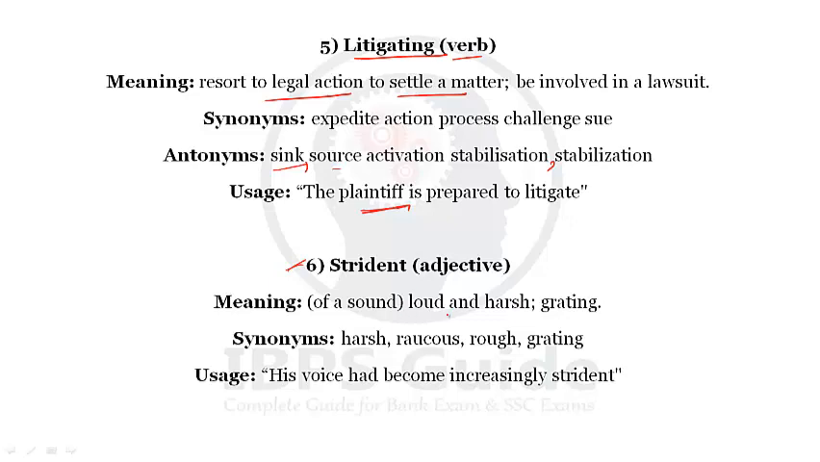Our next word is strident. Strident is an adjective. It means a loud and harsh sound, grating. The synonyms are harsh, raucous, rough and grating. His voice has become increasingly strident. His voice had become increasingly harsh. So his voice had become increasingly strident.